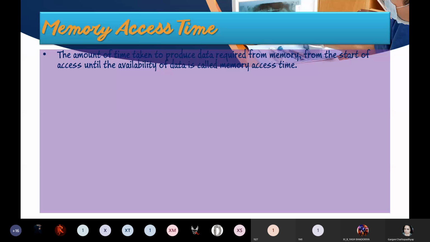That is, this is the time when it started. Okay, that is, you gave the address of data, right, till the time data is read. So this whole time is known as what? Memory access time. It is abbreviated as TAC.